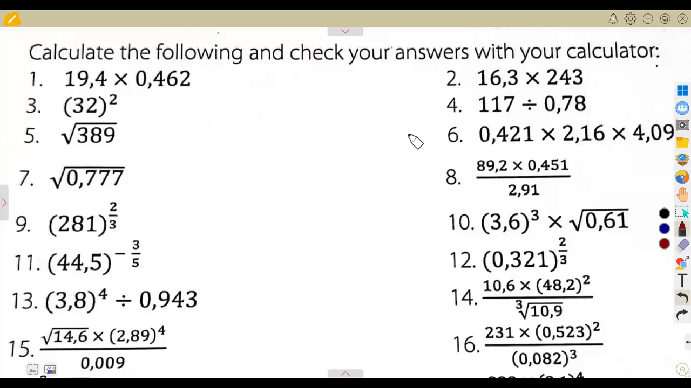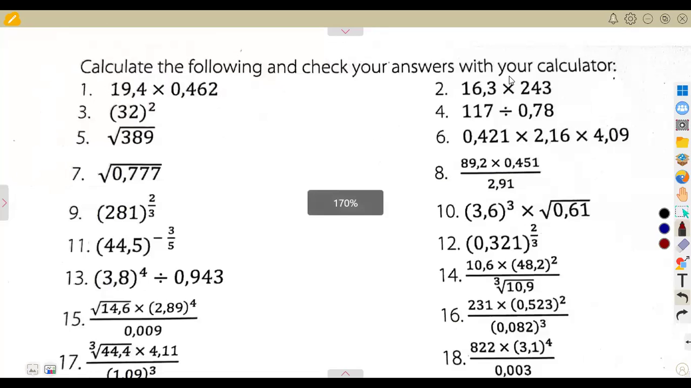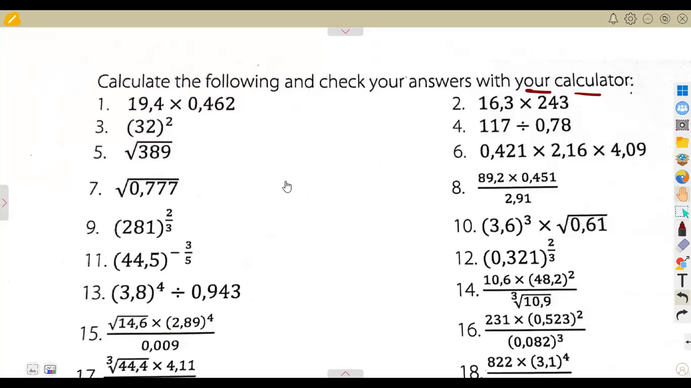So in this exercise, I want you to know how to calculate the following whilst you are using your logarithms, and do that with your calculator to check if the answers are correct. These are typical questions where logarithms play a role, or are very useful in calculating these typical questions. As you are given, calculate the following and check your answers with your calculator.